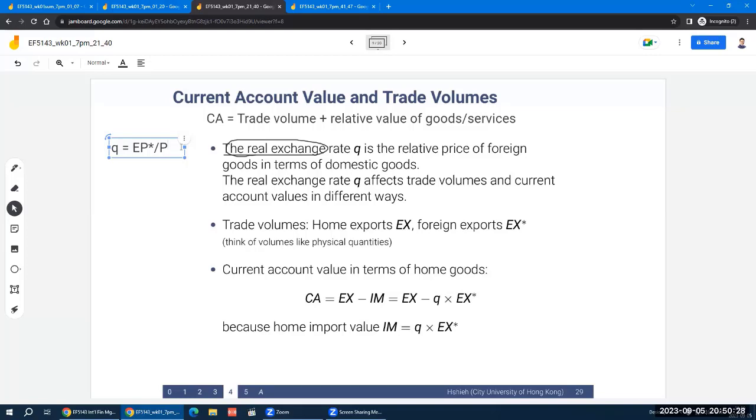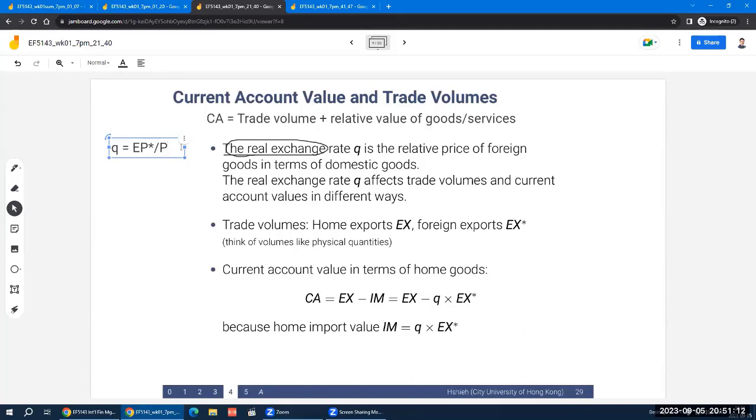P star, I'm going to use the asterisk in this class to indicate variables of the foreign country. So when I say P star or CA star, I'm meaning a foreign country with respect to the exchange rate. So if my exchange rate is defined as Hong Kong dollars per US dollar, then P star is going to be the price level of the United States. So if E is the price of US dollars in terms of Chinese RMB, then P star is going to refer to the United States. P without the asterisk, I'm going to use to refer to domestic price levels.